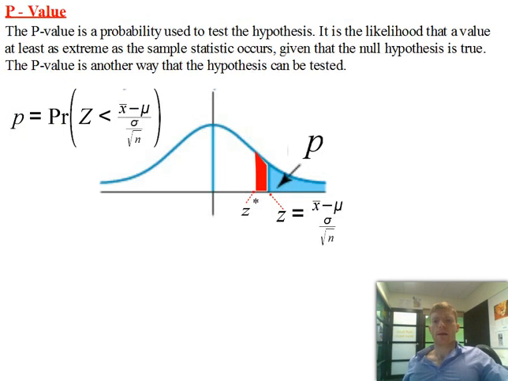Alright. Now, there is another way we can do the same kind of hypothesis test. This way is looking at something called p-values. The p-value is the probability of obtaining a particular test statistic that is as extreme or more so than the value that we calculate.